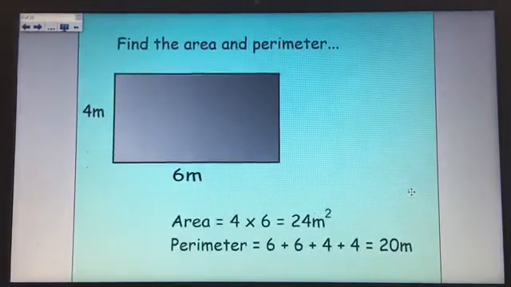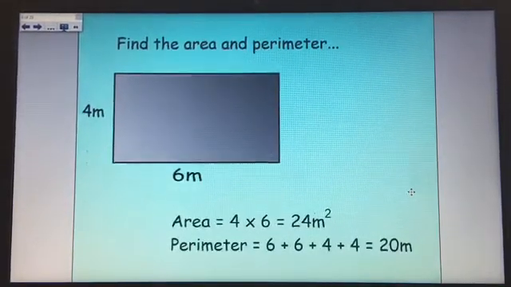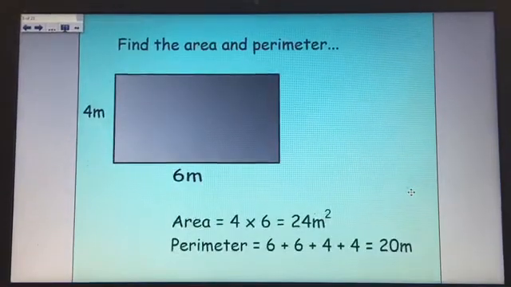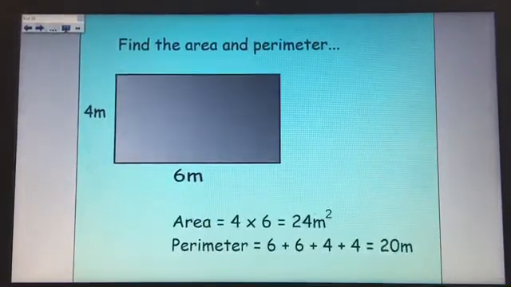Obviously, the area is 6 times 4, which makes 24 meters squared, and the perimeter, 6 add 6 add 4 add 4, makes 20 meters squared.